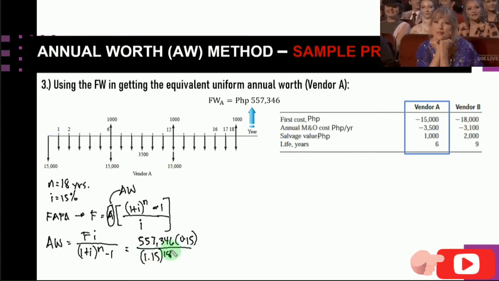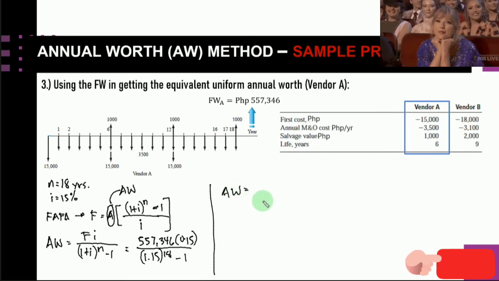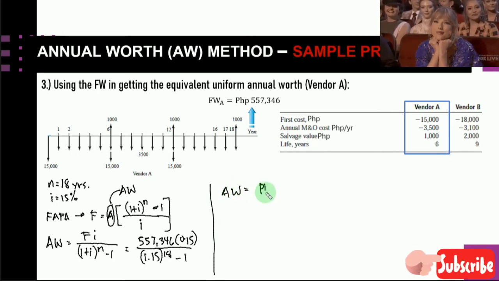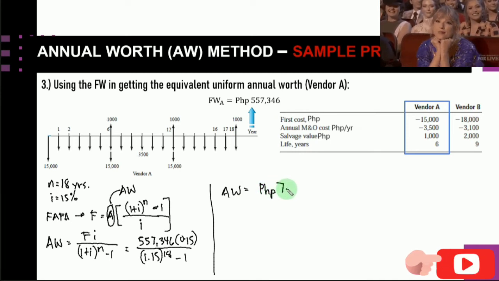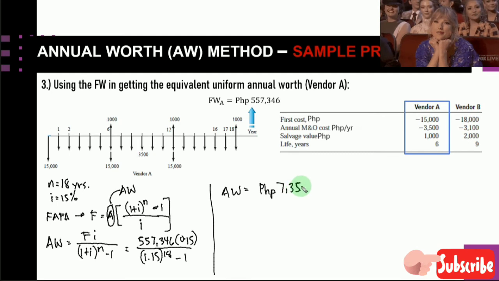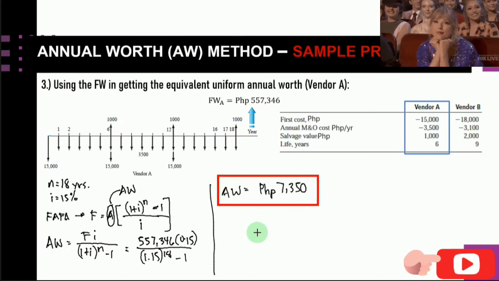We are using 18 because we are considering the whole life cycle, until the FW of this amount, so minus 1. Okay, so after that one we get now the value of our annual worth, which is just equal now to this 7,350. Okay, so still we have the same annual worth value using the calculated future worth value in this case.